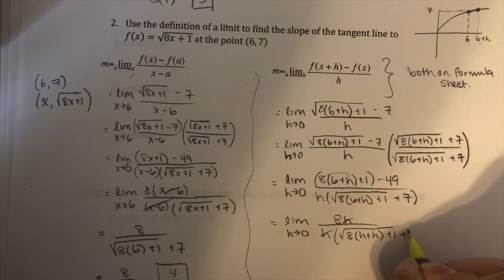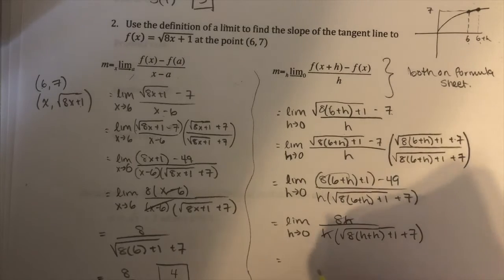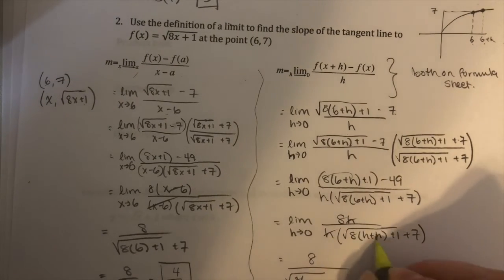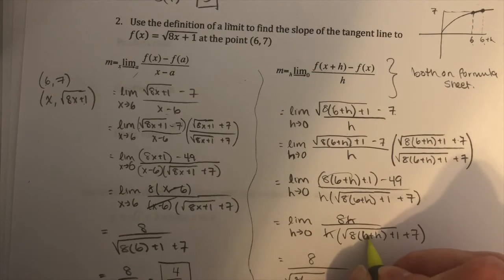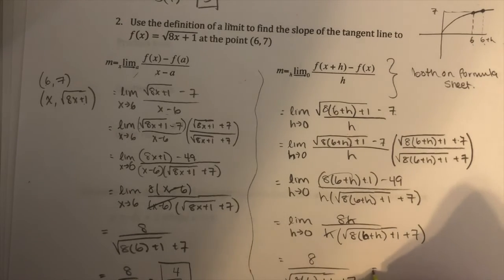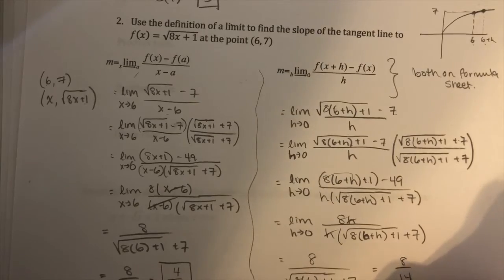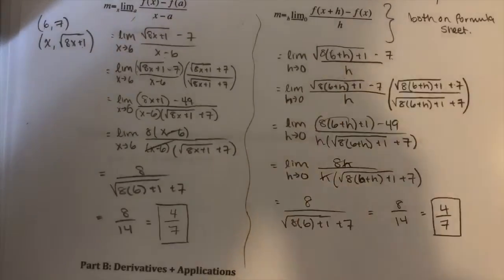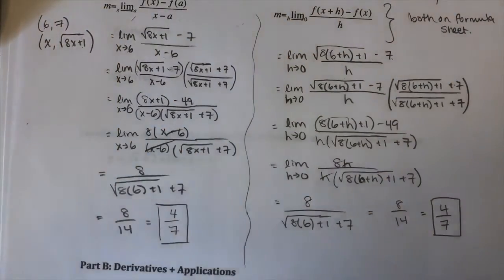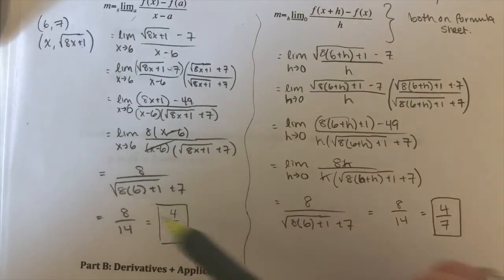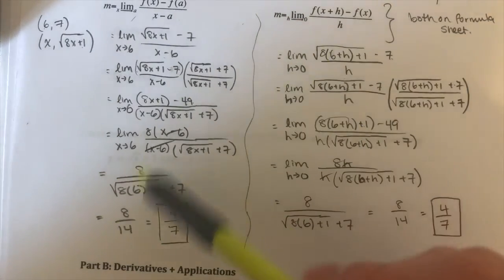So now we can plug that 0 in. So we're going to have root of 8 times 0 plus, oh, this is a 6. 6 plus 0 is still 6, plus 1, plus 7. Hey, look, we get 8 over 14 again, which is 4 over 7 again. So those are the two ways. Again, once we got past this, we just used derivatives to get it.